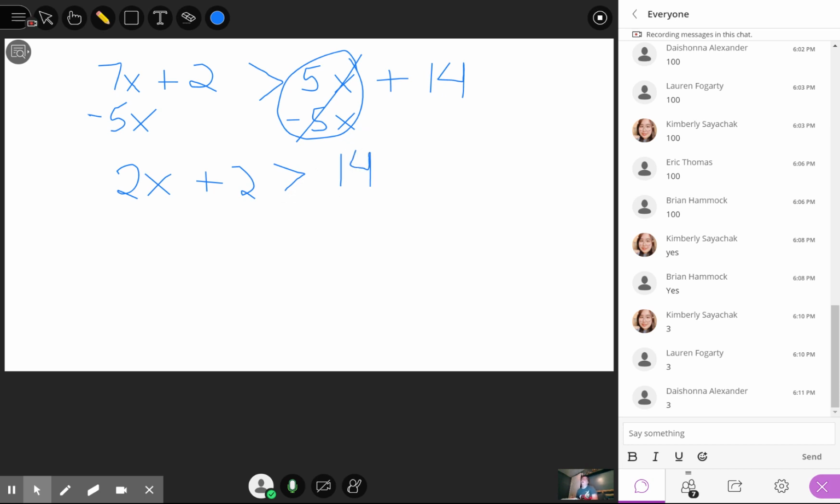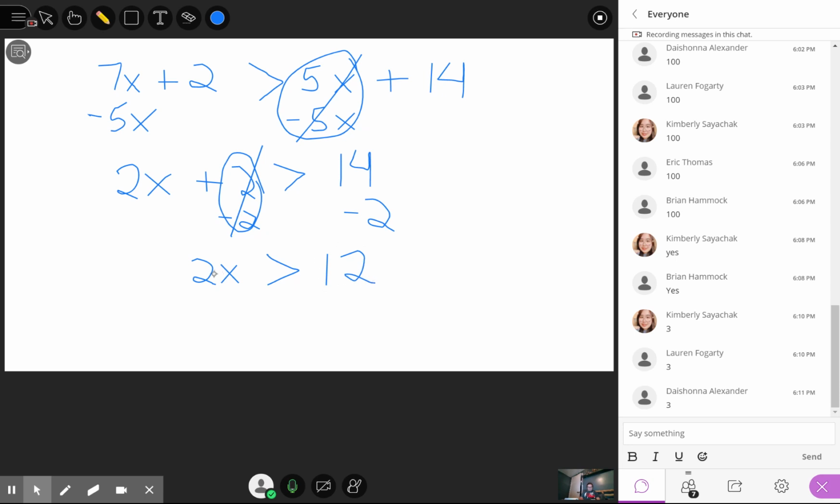And again, we need to get the x's alone on one side. So we want to move this 2. And we need to do the same thing to both sides of the inequality. So we'll subtract 2 from both sides. 2 minus 2 is 0. That's a 0 pair, so it disappears. So we're left with 2x on the left-hand side, and 14 minus 2 is 12 on the right-hand side.